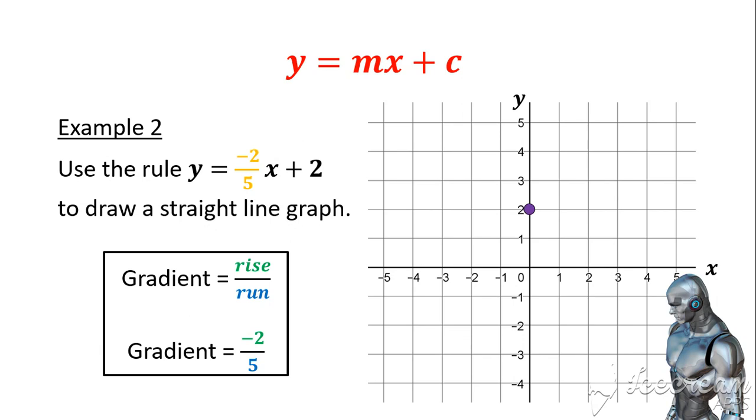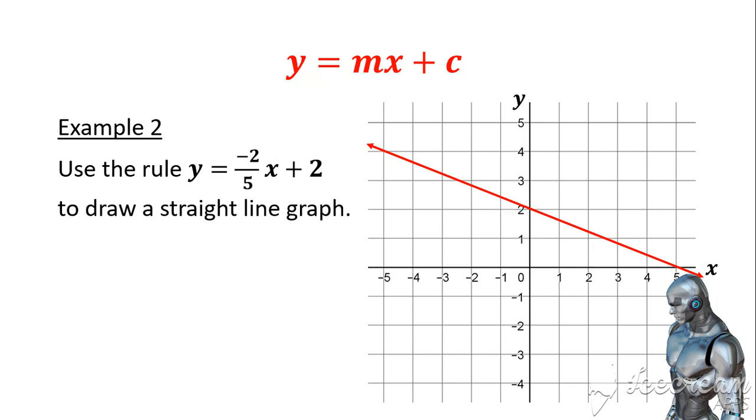So from the y-intercept at positive 2, what we need to do is rise down 2 squares and run across 5. Rise down 2 squares, and run across 5. And now we can draw in our straight line graph through these points. So that's what the graph of y equal to negative 2 over 5x plus 2 would look like.